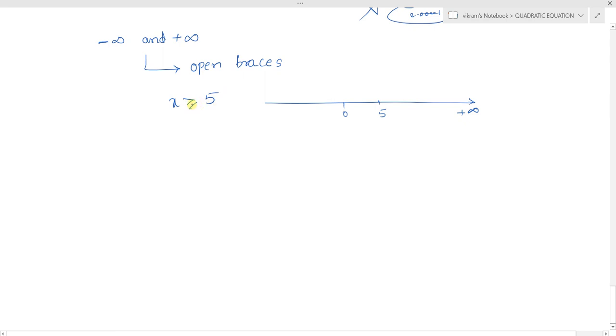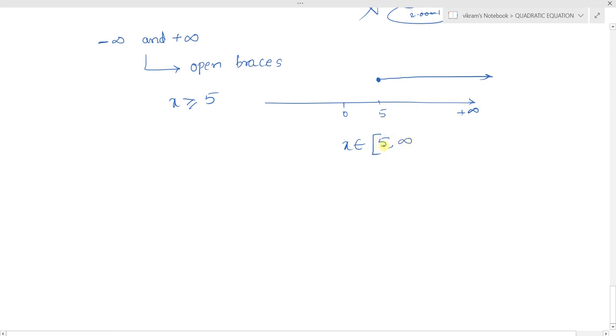One note has to be considered: minus infinity and plus infinity are always represented with open brackets, open intervals. For example, if x is greater than or equal to 5, on the real scale we can consider 5 and go up to plus infinity. Whenever the equal-to sign comes into the picture, we need to use a closed circle or simply a dot, meaning the value has to be included. So it is from 5, including 5, to infinity, which is the maximum. So 5 is included with a square bracket.